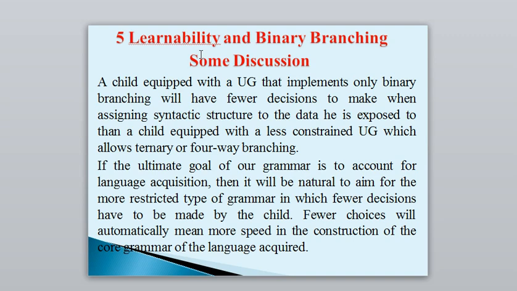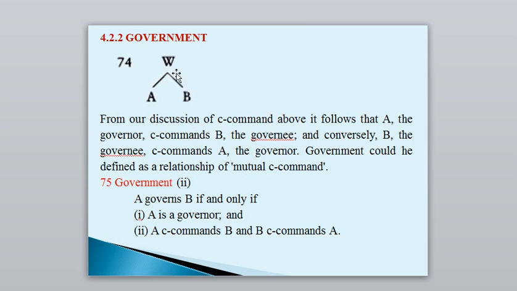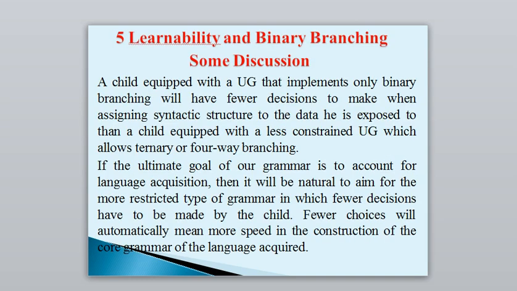First, learnability and binary branching. A child equipped with a universal grammar that implements only binary branching. Binary branching means just two lines from each node. We should have two lines, just like the previous one. For example, look at this one. This is binary branching. In each tree diagram we should have just binary branching, not ternary branching. So we'll have fewer decisions. If we have binary branching, the child will have fewer decisions to make when assigning syntactic structure to the data he is exposed to than a child equipped with a less constrained universal grammar which allows ternary or, for example, four-way branching.